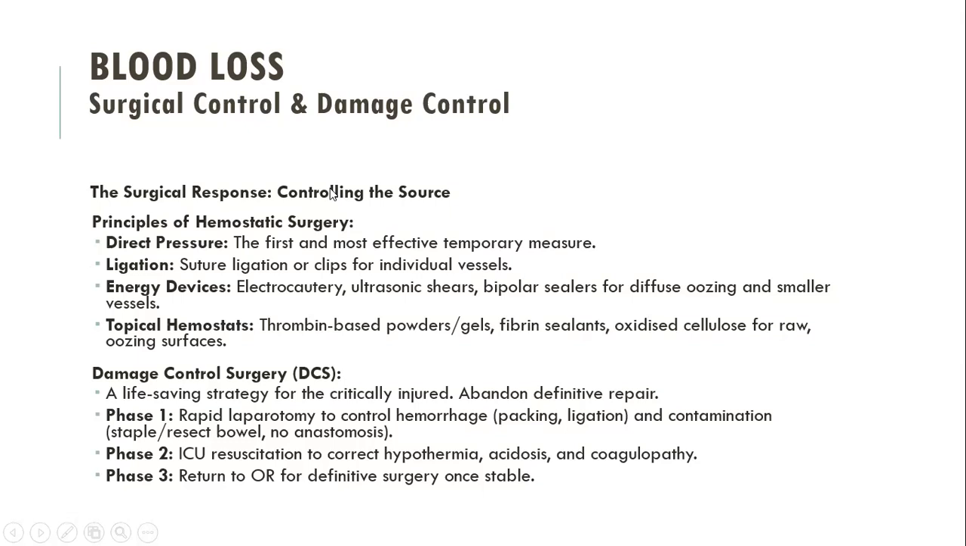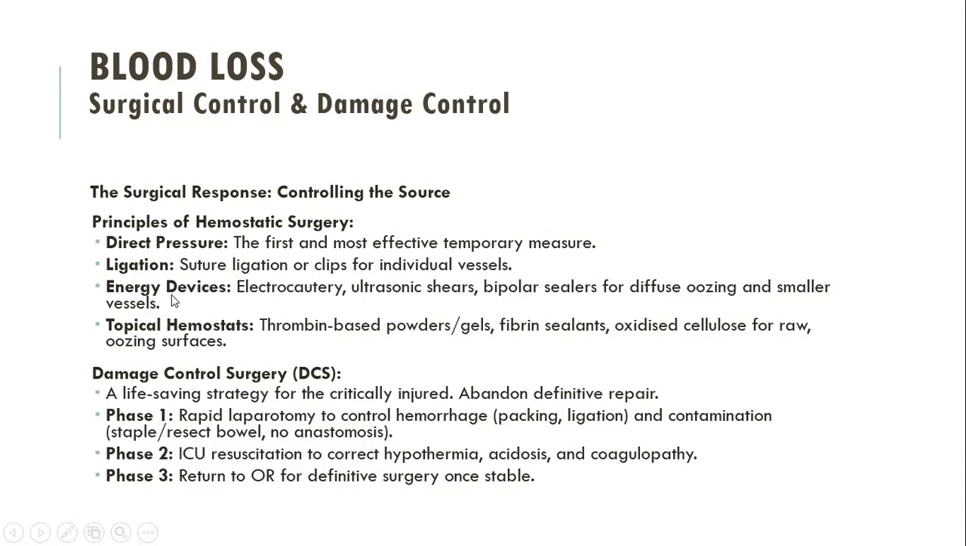Now, the surgical response to blood loss. You have to control the source of the blood loss. The principles of hemostatic surgery are that you can control the source via any of these methods. You can apply direct pressure, the first and most effective temporary measure. You can ligate the artery: suture ligation or clips for individual vessels. Any vessel that is bleeding, you have to ligate.